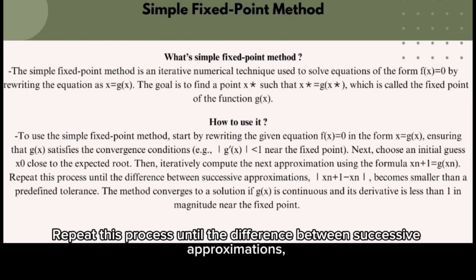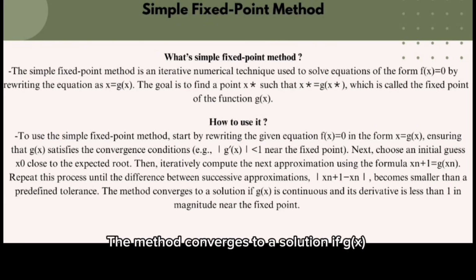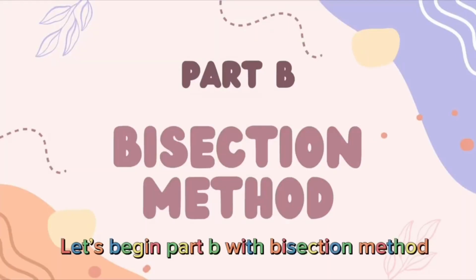Repeat this process until the difference between successive approximations, |x(n+1) - xn|, becomes smaller than a predefined tolerance. The method converges to a solution if g(x) is continuous and its derivative is less than 1 in magnitude near the fixed point. Let's begin part B with the bisection method.